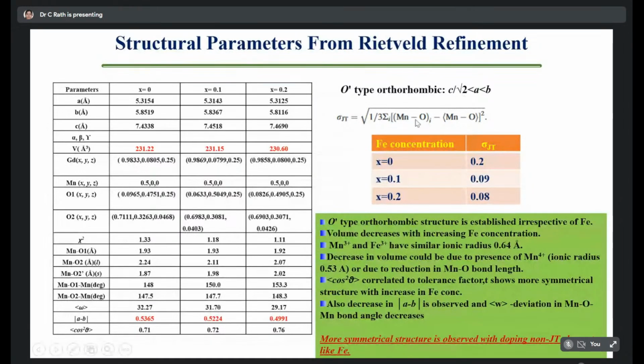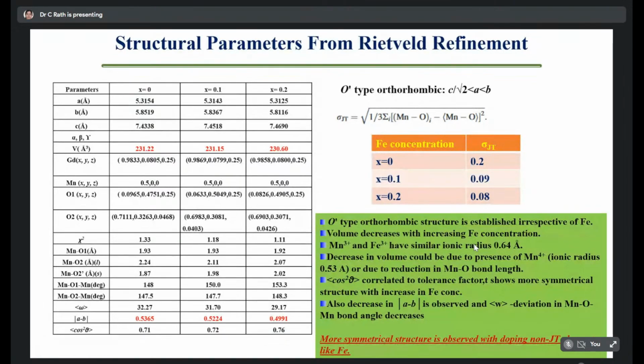And then one can calculate the Jahn-Teller distortion, sigma JT, with this formula. With concentration of iron, this Jahn-Teller distortion decreases. Iron which we are doping is not a Jahn-Teller active element. So obviously the sigma JT, which was very high in the pristine sample, decreases to 0.08. So this O prime type orthorhombic structure is established irrespective of iron. Then volume decreases with increase in iron concentration.